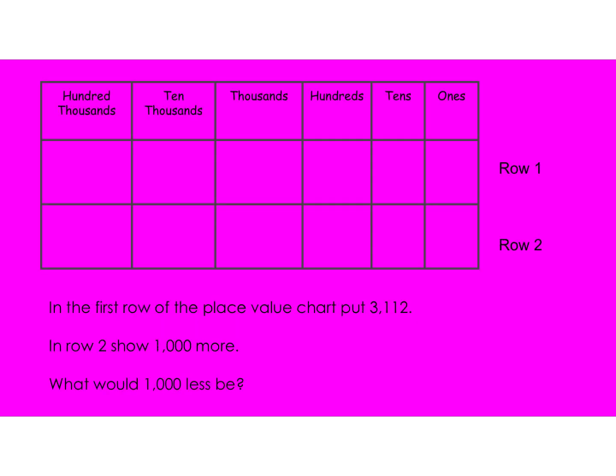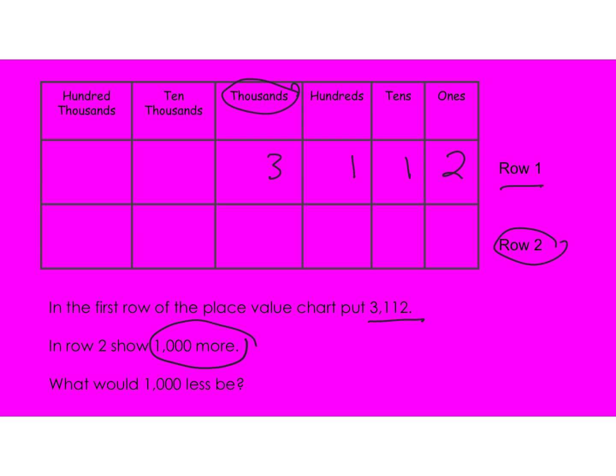On our place value chart, we are going to show this number, 3,112. So we're going to do this on the first row. In our second row, we're going to show 1,000 more. So this is my thousands, and I'm just going to make this a 4, and all the rest of my digits will be the same. So I can say that this is 1,000 more.